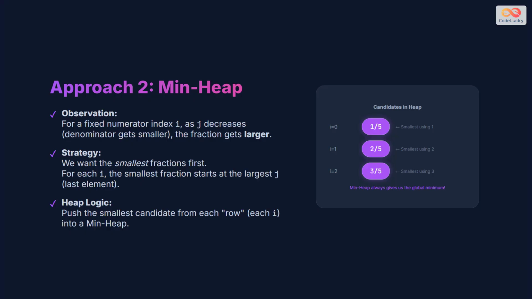Let's look for patterns. Notice that for any fixed numerator, as we pick larger denominators, the fraction value gets smaller. Or conversely, for a fixed numerator, the smallest fraction is formed with the largest available denominator. We can use a Min-Heap to efficiently explore these rows of fractions. We start by adding the smallest possible fraction from each numerator index into our heap.